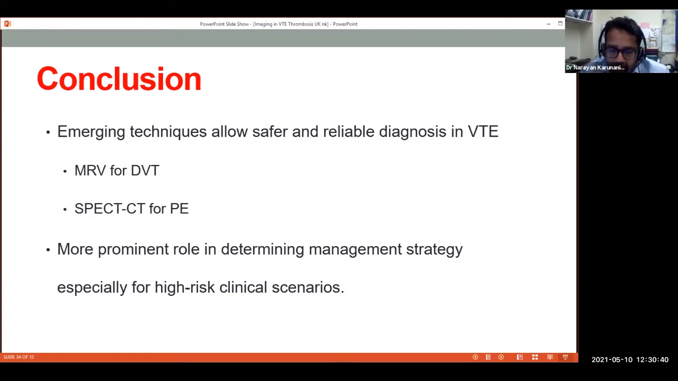In the field of PE, SPECT CT, especially because of its much lower radiation dose, but also dual energy CT pulmonary angiography, are becoming more widely used and provide more nuanced information with regards to the management of these patients. And clearly, imaging in general is playing a more important role in determining the management strategy, especially for high-risk clinical scenarios.